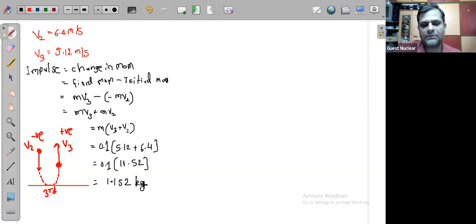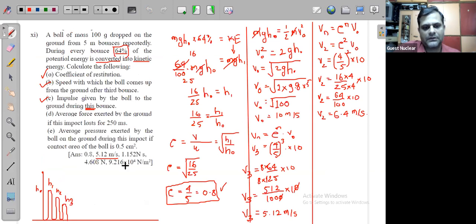So this impulse will also be measured in kilogram meter per second only. Or we can call it joule second, which is another unit of impulse. So either we can call it 1.152 kilogram meter per second or 1.152 joule second. Let us see what they have done. Yes, 1.152 Newton second. This is the answer for the change in momentum, that is impulse. Okay, let us try this fourth question. Average force exerted by the ground if this impact lasts for 250 milliseconds.